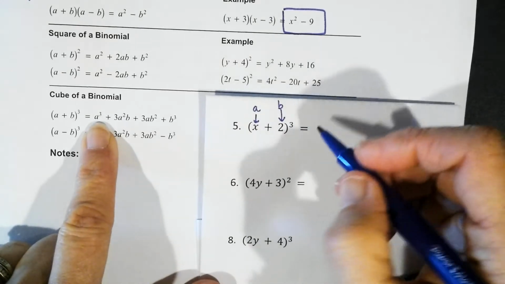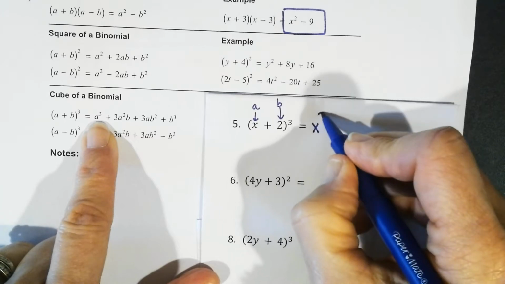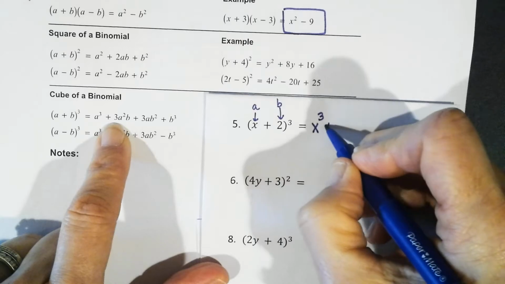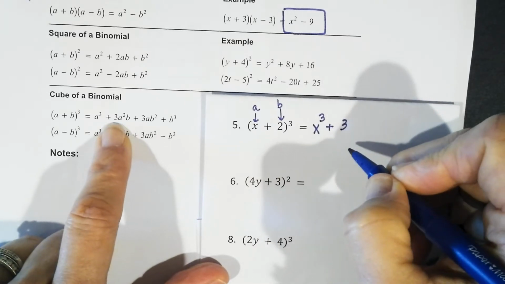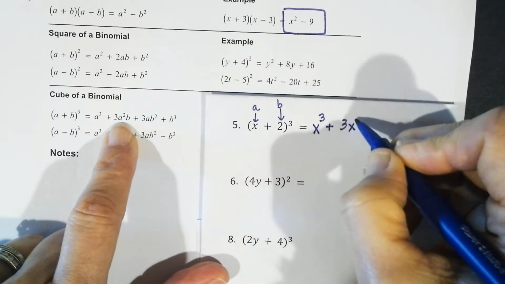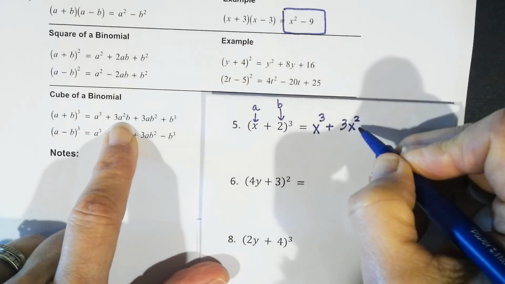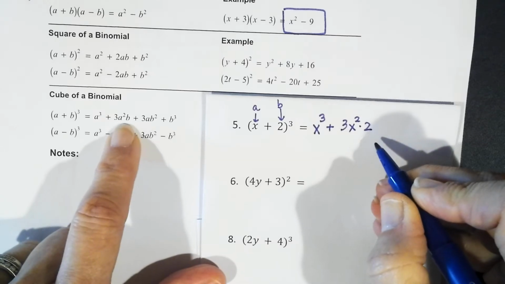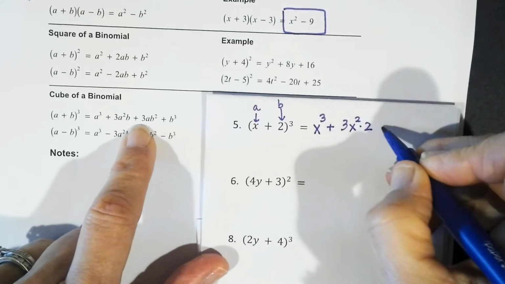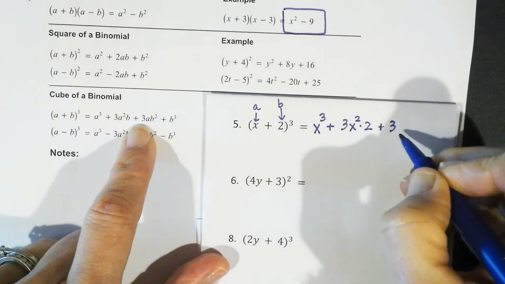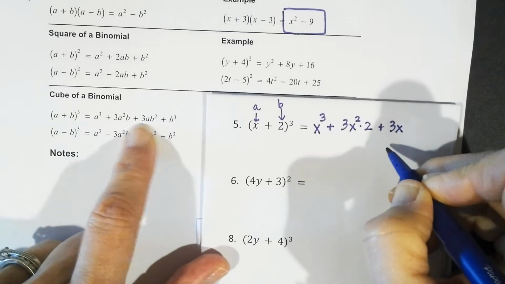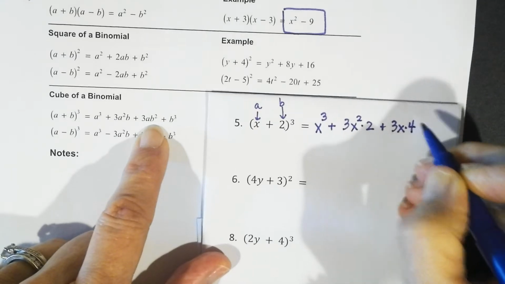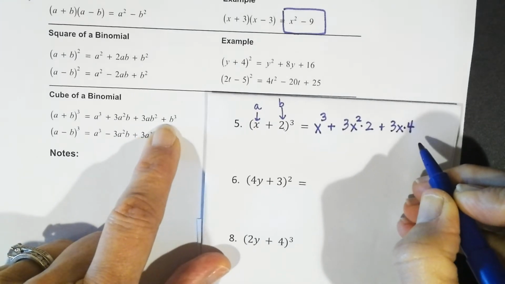And I'm going to follow this pattern right here. So a cubed is x cubed plus 3 times a squared, which is x squared, times b, which is 2. See, I'm just following this pattern. Okay, plus 3 times a, and a here is x. B squared is going to be 2 times 2, so that'll be a 4, and then plus b cubed.